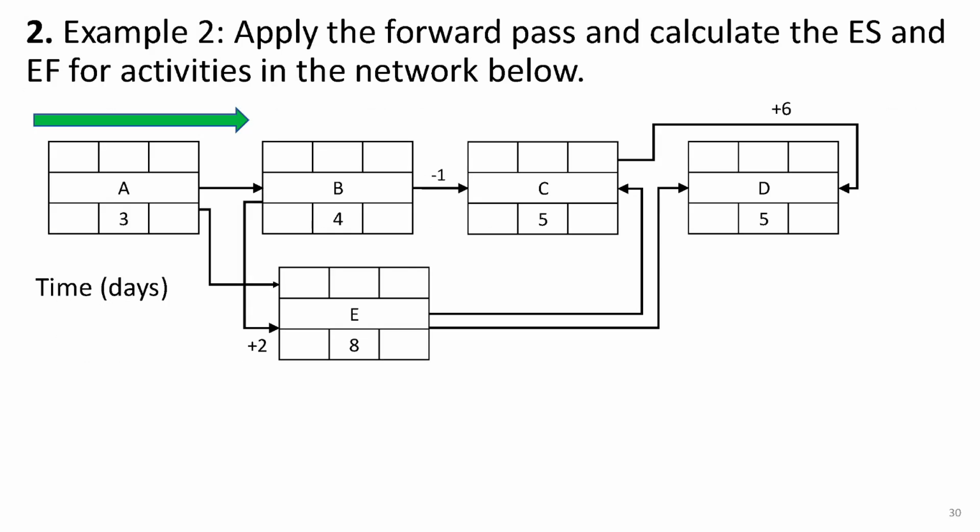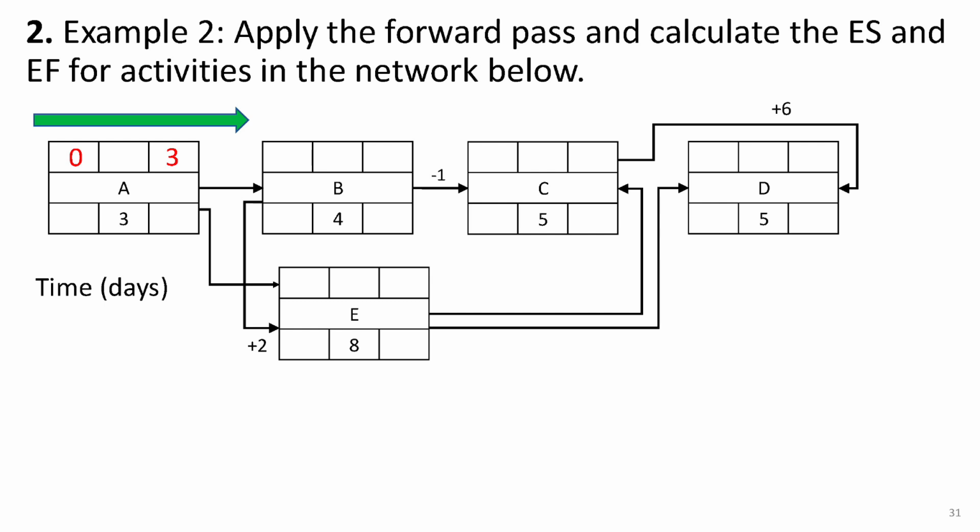All right, let's move on to example 2, which is a bit more complex. In this network, activity A is the first activity, so its early start must be 0. Given that its duration is 3 days, that means the early finish of A must be 3. Now, from the finish of A, there are 2 links, one going to the start of B and another going to the start of E.